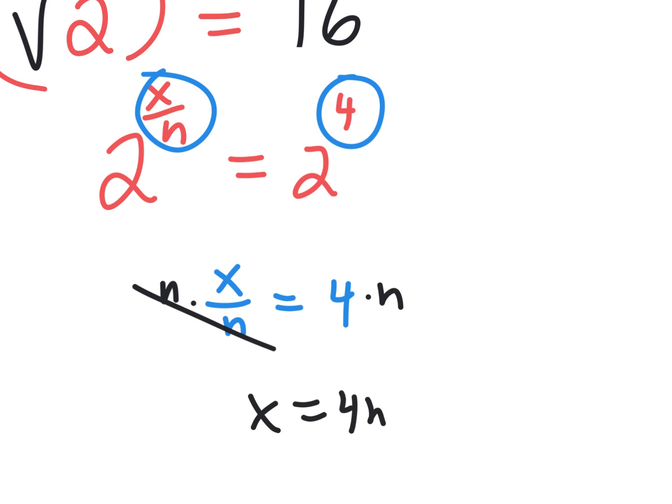Is that x is alone? Yay. Is that what I want to solve for? No. I want to solve for n. Well, you could solve for either one, but I'm pretty sure I told you to solve for n, didn't I? Yeah. Okay. So we're dividing by 4. Dividing by 4, x over 4 is n. Okay.